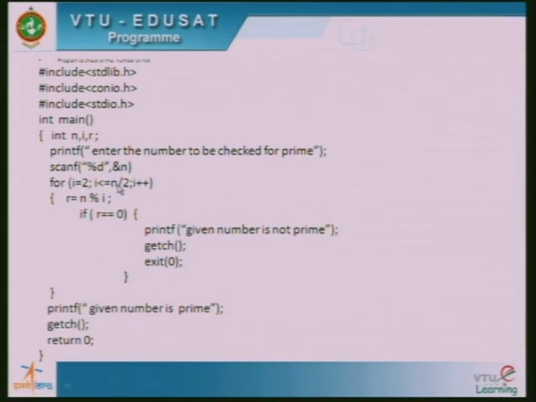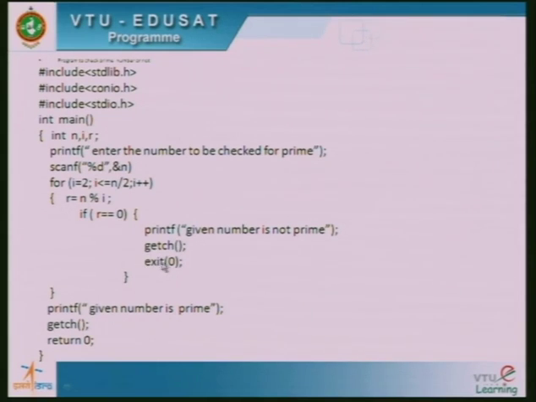You are going to read it, and divide it by every number up to half of its value. If you are given 13, you go up to 13 by 2, that is half of the number. If the remainder happens to be 0 for any divisor, immediately you say the given number is not a prime. And you introduced one statement here, if you observe, exit 0.